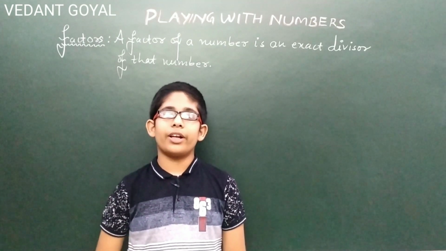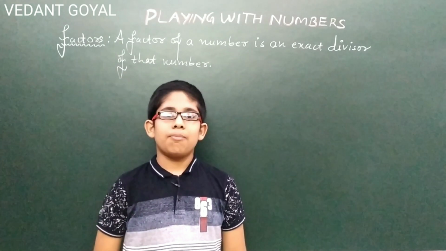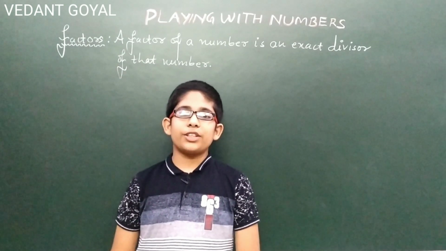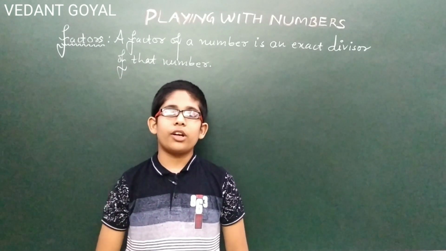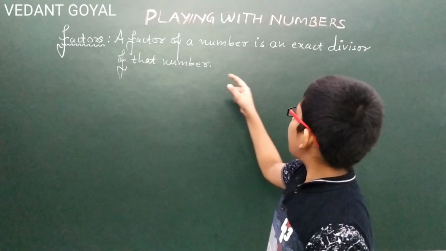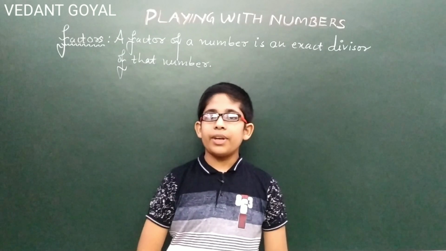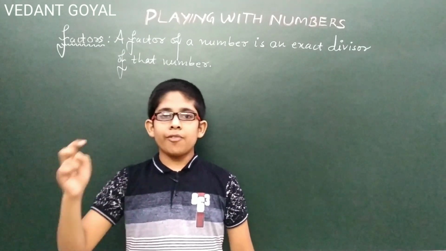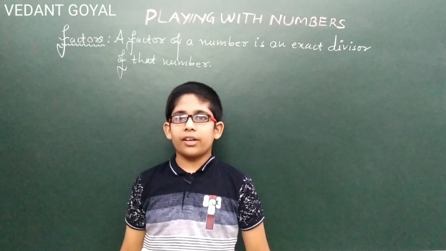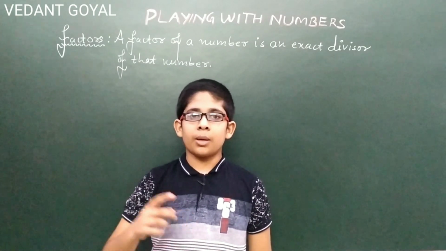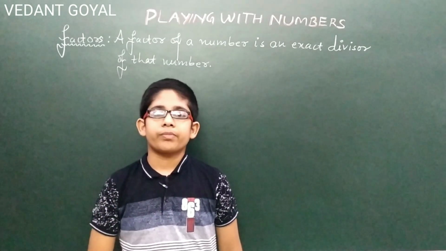I am Vedant Goyal. Today we will study playing with numbers. First we will discuss factors. What is a factor? A factor of a number is an exact divisor of that number. It means that if we divide the number by its factor, we will get remainder as 0.